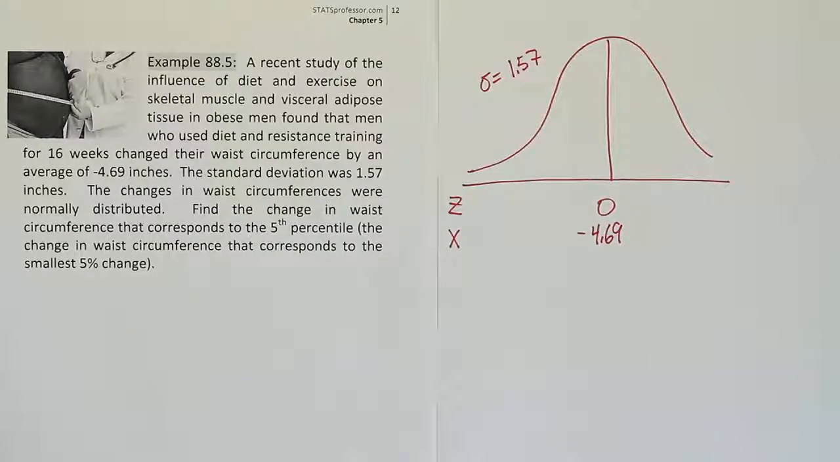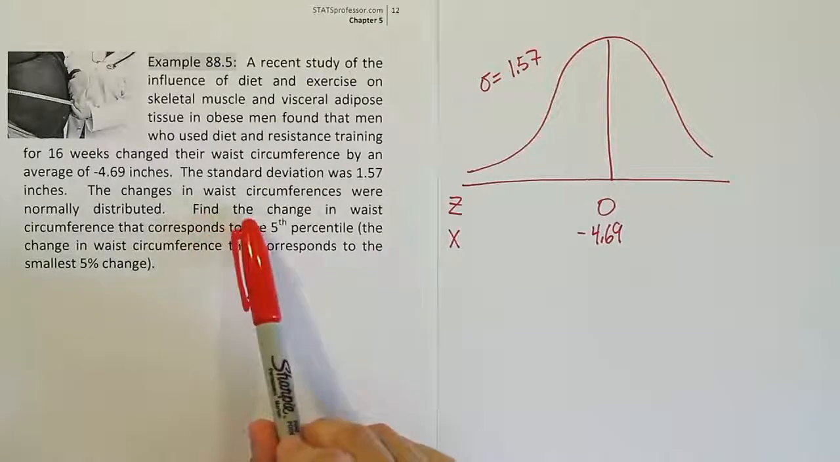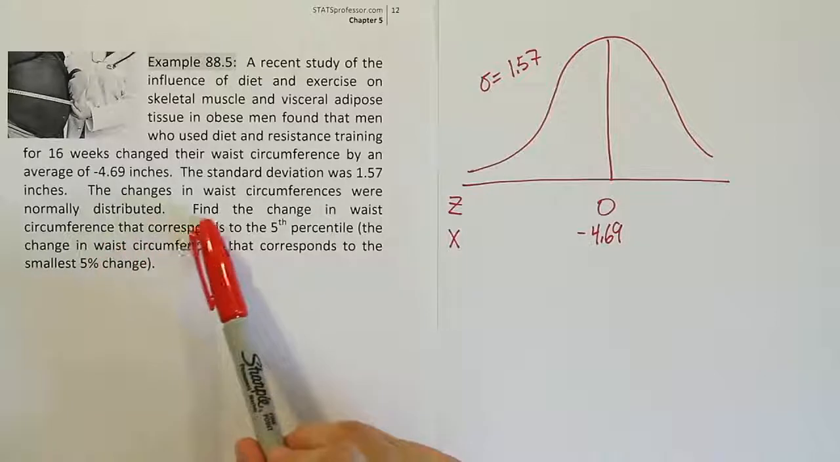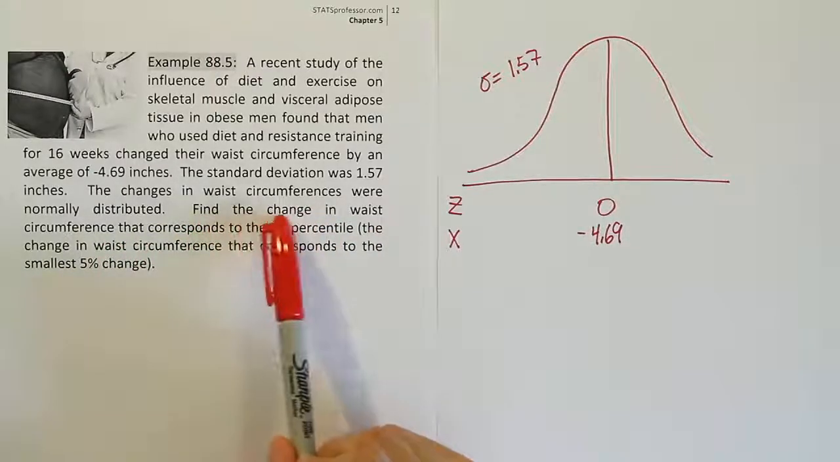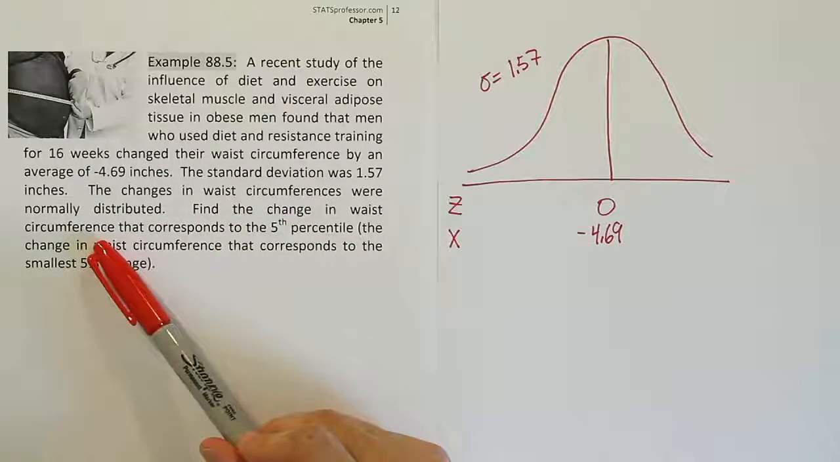All right, from there, what we want to do next is to figure out, are they asking us for a probability, or is this a problem where we're using the table in reverse? Are we asked to find, say, a value that corresponds to a certain percentage or percentile? And when I read this, it says find the change in waist circumference. It doesn't say find the probability, does it? It says find the change in waist circumference. So we're looking for a value, and that means we're going to be using the table in reverse.